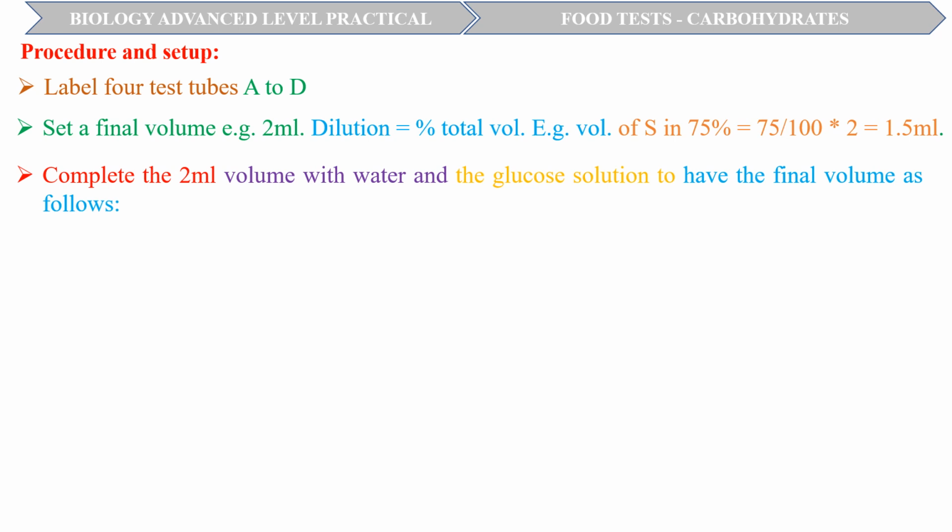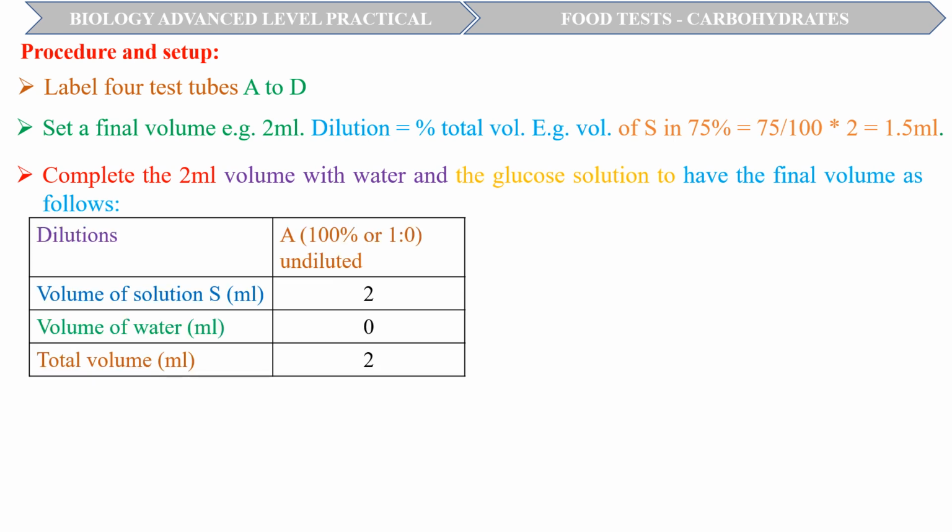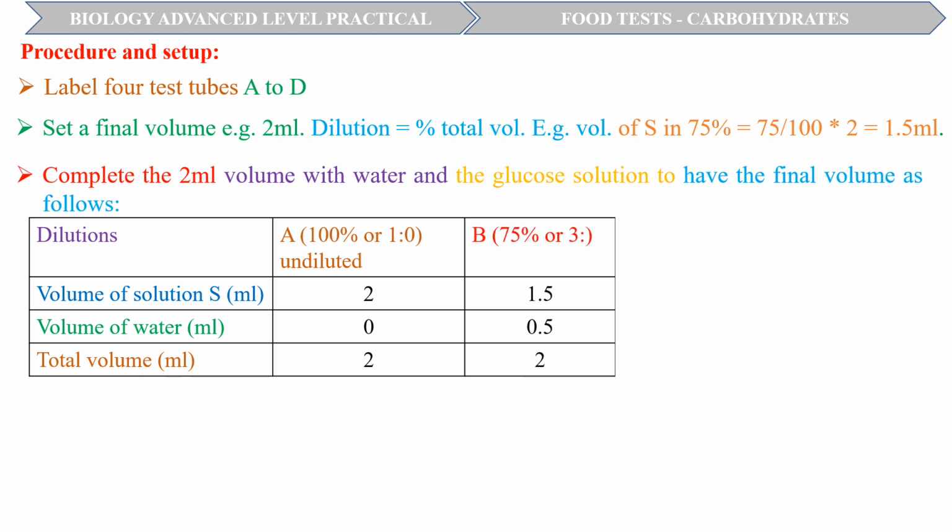With this in mind, complete the 2 milliliters volume with water and the glucose solution to have the final volume as follows. For the 100%, the solution will be undiluted. The dilution factor here is 1:0. For the 75% dilution of solution S, 1.5 milliliters of solution S will be completed with 0.5 milliliters of distilled water. The dilution factor here is 3:1.